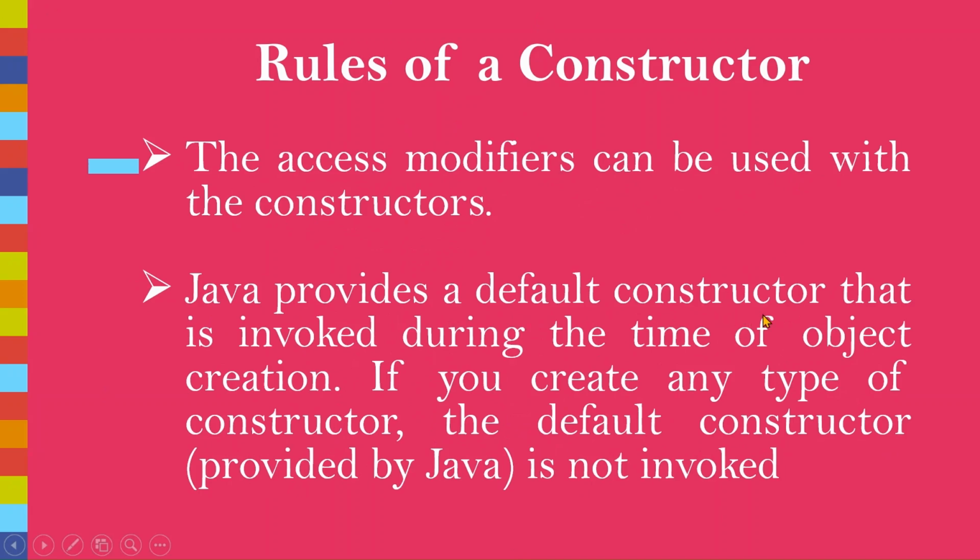Java provides a default constructor that is invoked during the time of object creation. If you create any type of constructor, the default constructor is not invoked. Suppose in a class you don't write any constructor, but at the time of creating an object you are calling a constructor, because at the time of creating an object the constructor is getting called. That is the default syntax, and you have not specified any constructor in your application, then automatically the compiler is going to take care.